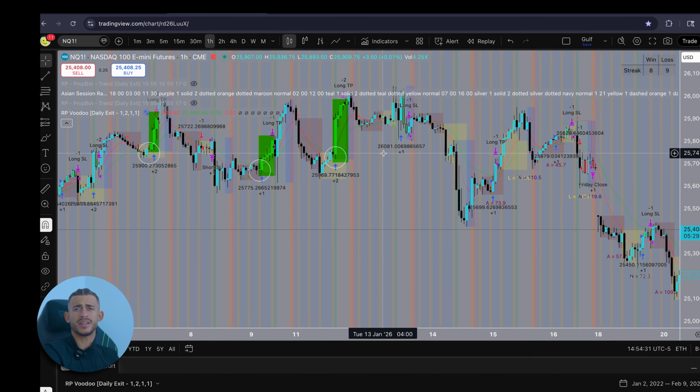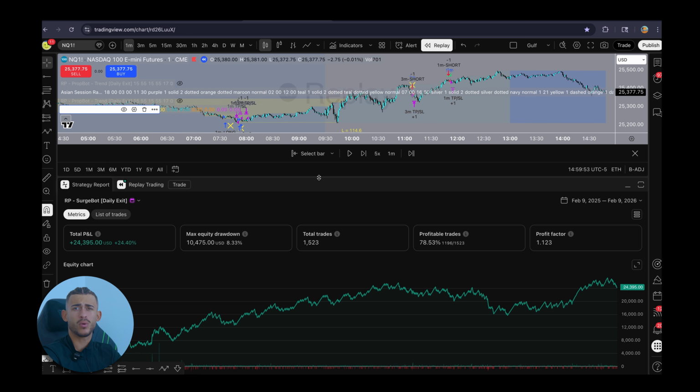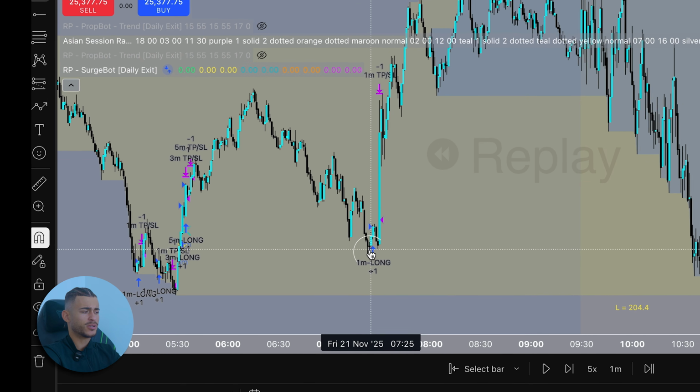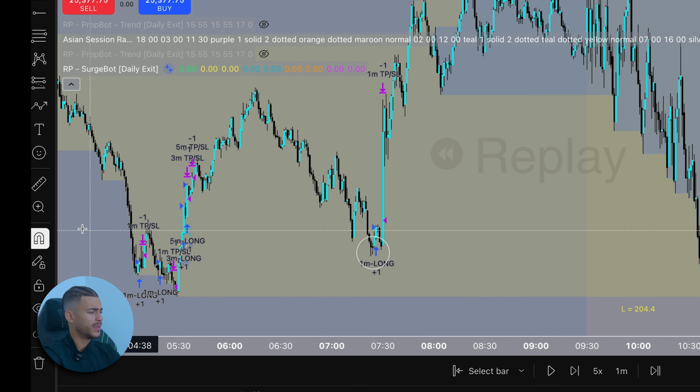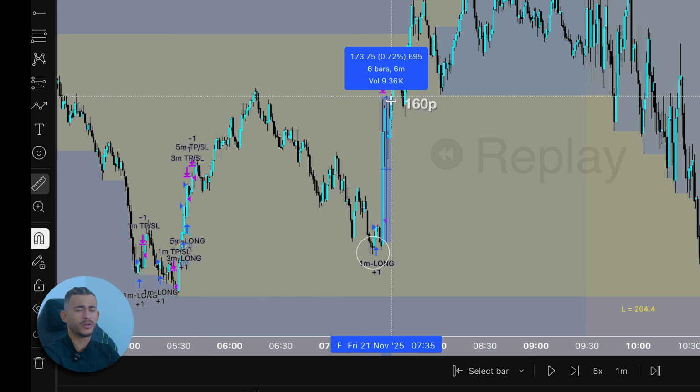This bot is designed to catch the bulky moves. This bot is awesome, guys. This is Surge Bot. This bot scalps on the 1-minute time frame, and the whole goal of this bot is to pass prop firm challenges. For example, right here, we entered some longs around this untested low, and then we got out of these longs right at the top here for 160 points.